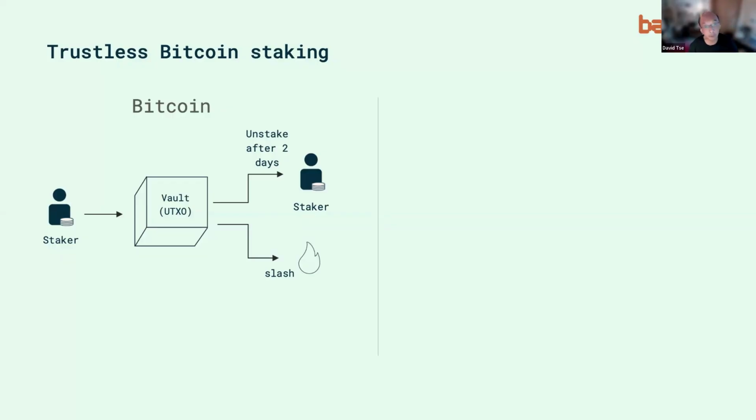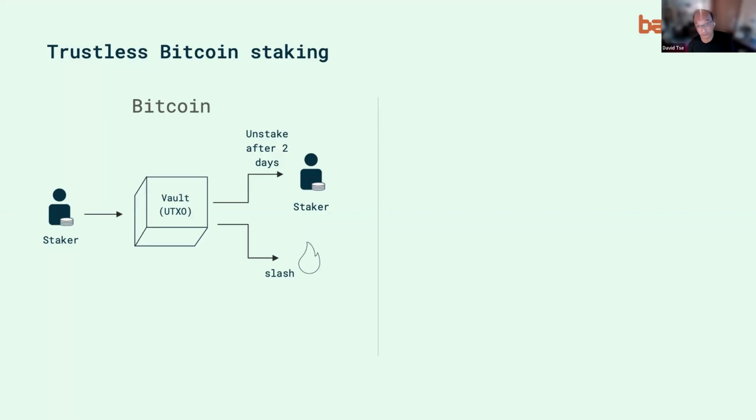So in the protocol, which we call trustless Bitcoin staking, the staker, the one with the Bitcoin, can put the Bitcoin into a vault. The more technical term for a Bitcoin vault is UTXO, which means unspent transaction output. But at a high level, we can think of it as a vault, a lock that you lock your Bitcoin in, and this lock is happening on the Bitcoin chain. Very important: a trustless protocol has to be primarily on Bitcoin.